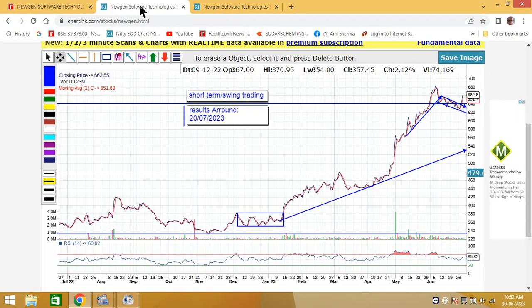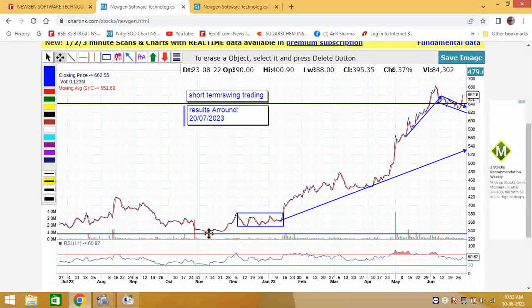So let us see what this NEWGEN Technologies has to say. Friends, I must say that I had started dealing with this at 345, and the lowest was 330, sometime back, maybe in November.